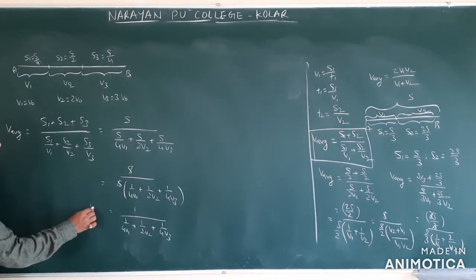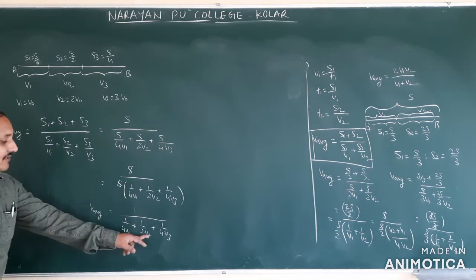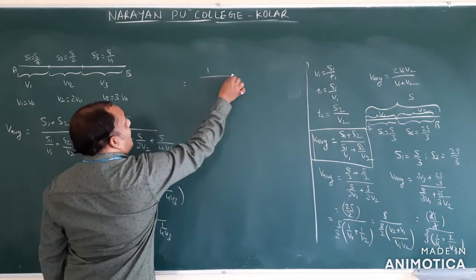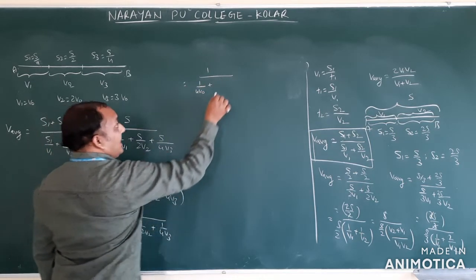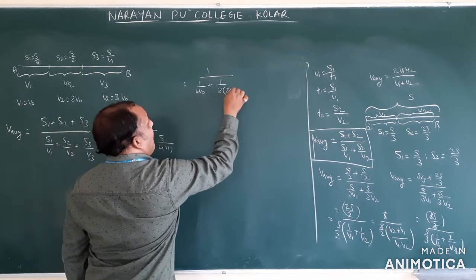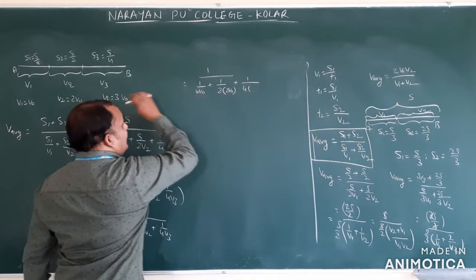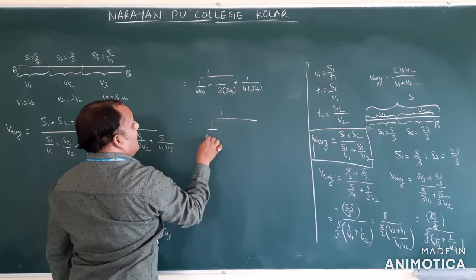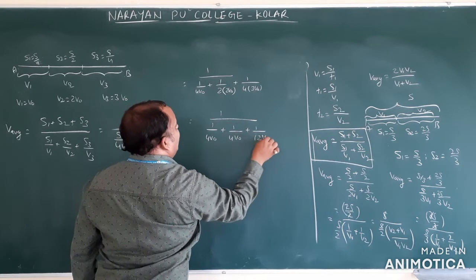Now in this we can substitute what is v0. Sorry, v1 value v0, v2 value 2v0, v3 value 3v0. Substitute here: 1 by 4 v0 plus 1 by 2, what is v2 value there? 2v0, plus 1 by 4 v3, that is nothing but 3v0. So 1 by 4 v0 plus 1 by 4 v0 plus 1 by 12 v0.